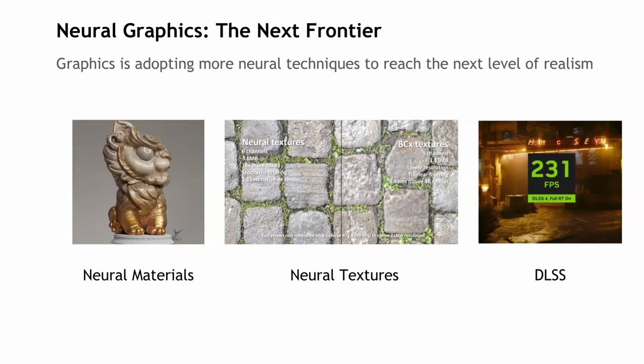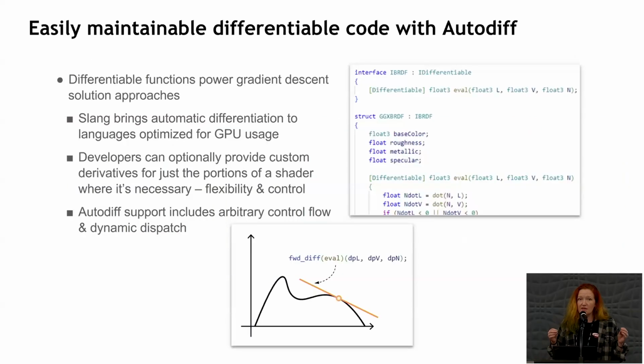This is really the next frontier for rendering. So the thing that makes Slang the right tool for neural techniques on the GPU is automatic differentiation. If you're not familiar with the how and why, I'll zoom in on that for a minute. Differentiable functions are at the heart of gradient descent approaches to optimization, which show up across the graphics world. For example, 3D scene reconstruction and differentiable path tracing.